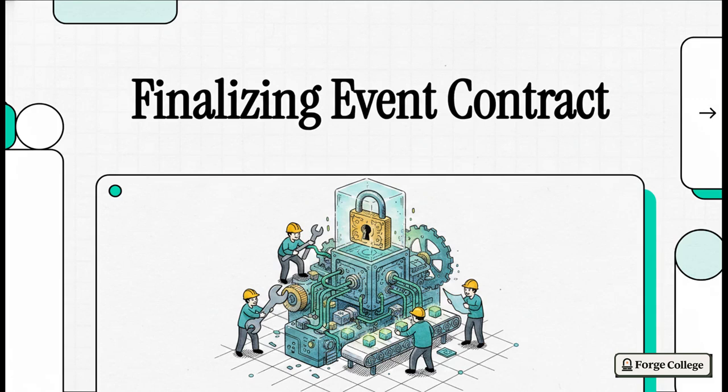Today, we're tackling the very last leg of our journey, finalizing an event-driven smart contract. You spent the last several modules painstakingly designing, wiring up, and testing the engine of your decentralized application. And right now, we're finally putting on our virtual hard hats, tightening up those last few bolts, and getting this machine completely ready for the real world. Let's just jump right in, shall we?